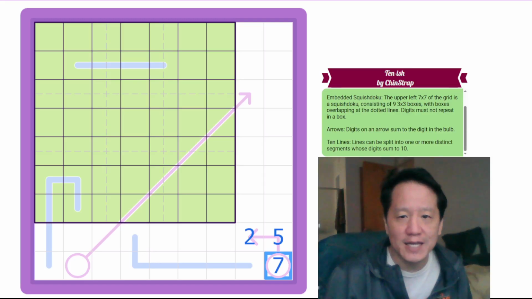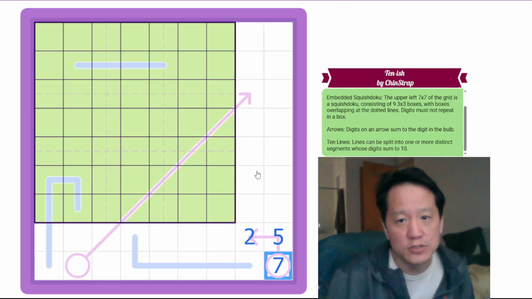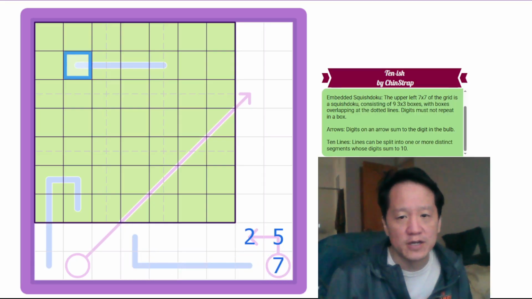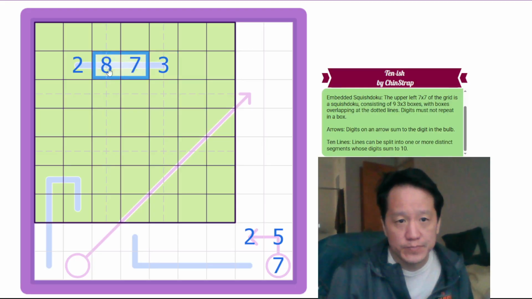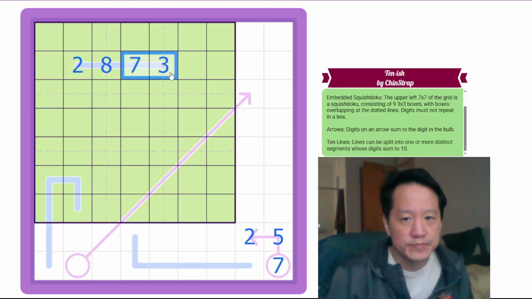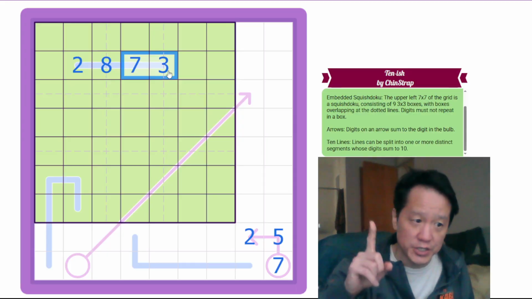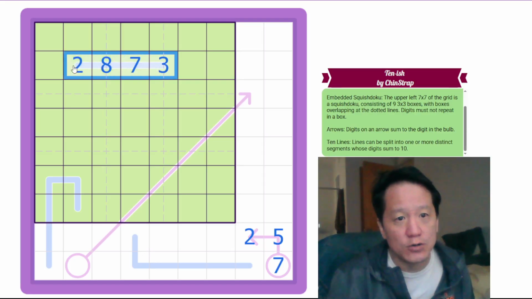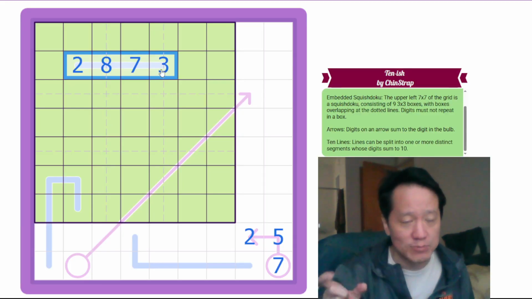And finally, we have 10 lines, where lines can be split into 1 or more distinct segments whose digits sum to 10. So as an example, you could have something like 2, 8, 7, 3 here. This would be valid because you have this segment adding up to 10 and this segment adding up to 10. Remember, the line can be split up into 1 or more distinct segments whose digits must sum to 10. So the whole thing must be divided into segments, all of which add up to 10.